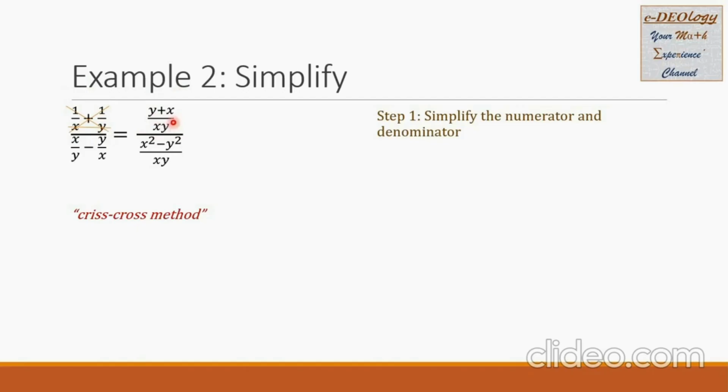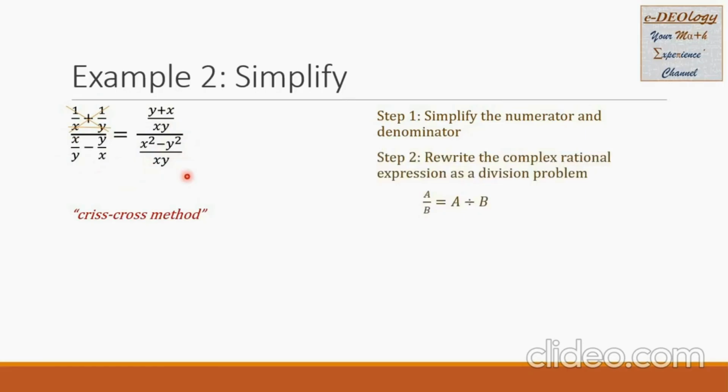So the same idea I will use for our denominator down here. So crisscross method, x times x is x squared, and then minus, I will copy here. Then the y times y is y squared, I will put the answer here. And then multiply the denominators, y times x will be yx or xy.